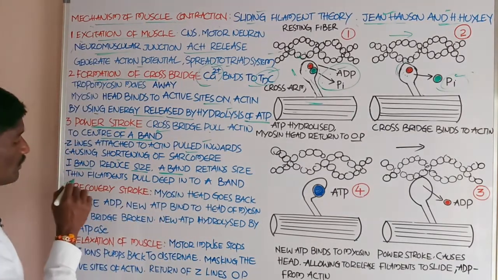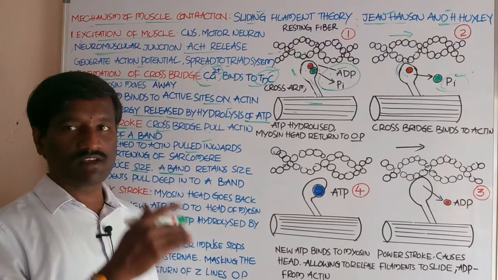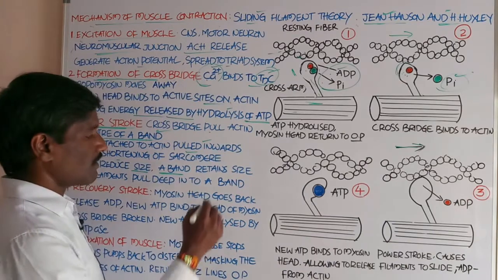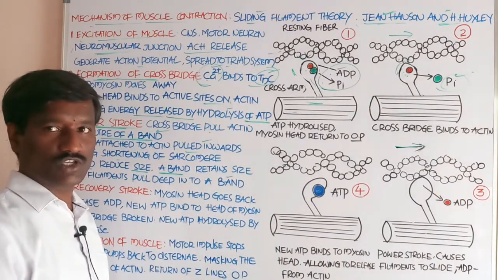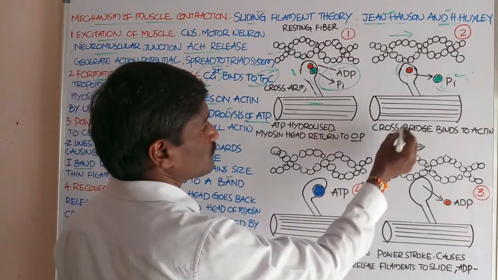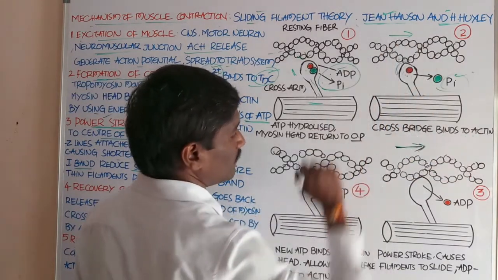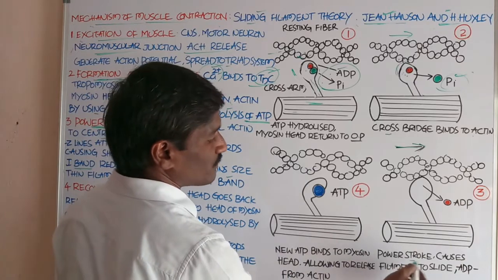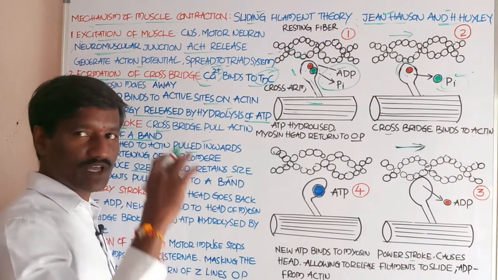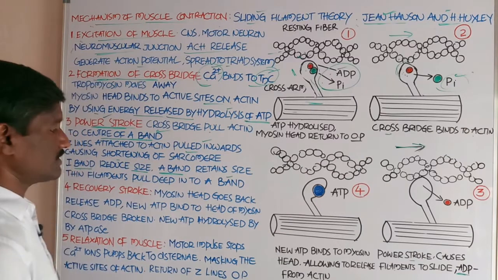And also thin filaments are pulled deep into the A band. Thin filaments, or the actin filaments, are pulled into the middle part of the A band. Okay student, and this is about the power stroke. The cross bridge binds to the actin and pulls inwards. The power stroke causes the filaments to slide between the thick filaments, and at the same time ADP is also released.